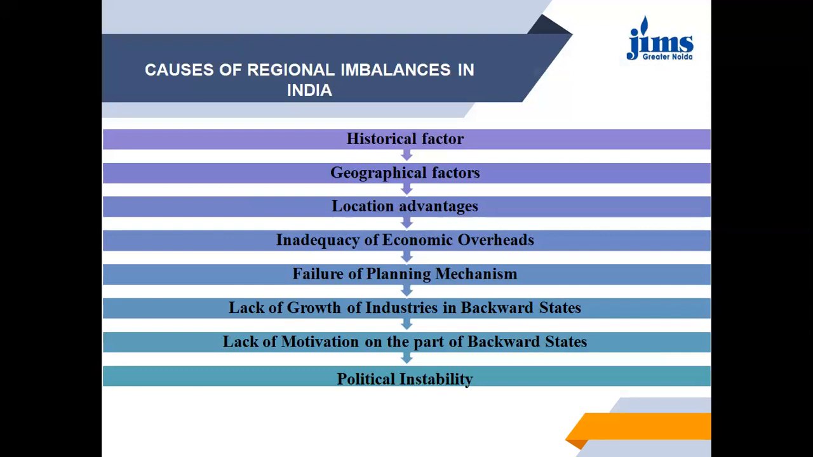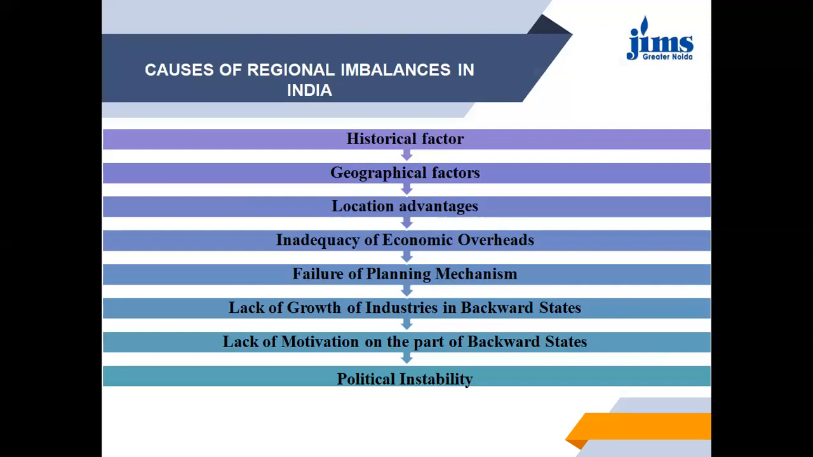Then, lack of motivation on the part of backward states. Growing regional imbalance in India has also resulted from lack of motivation on the part of the backward states for industrial development, while the developed states like Maharashtra, Punjab, Haryana, Gujarat, Tamil Nadu, etc. are trying to attain further industrial development. But the backward states have been showing their interest in political intrigues and manipulations instead of industrial development.